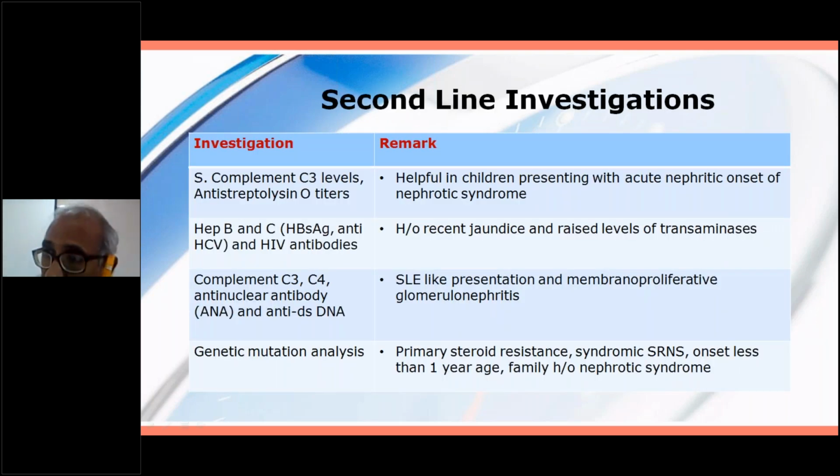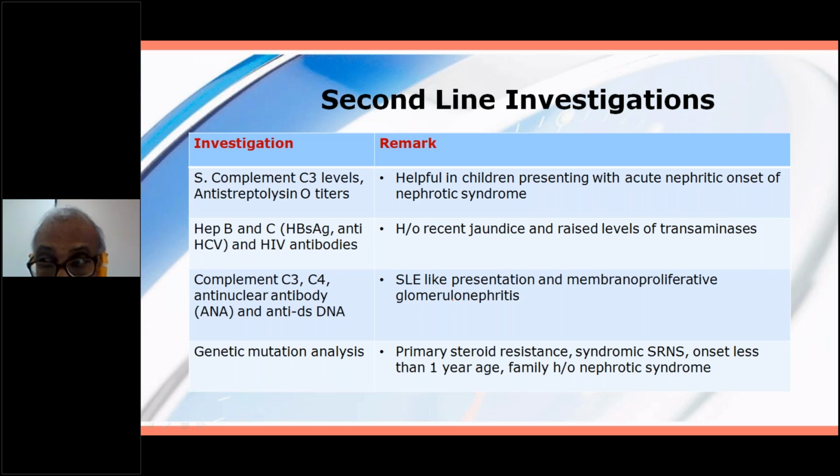Second line investigations are not routinely necessary. They are done on clinical signals, for example, when an adolescent comes or a persistent steroid resistant nephrotic syndrome is there. In such cases, you need complement levels, anti-streptolysin titers because of post-streptococcal nephritis, hepatitis B and hepatitis C surface antigens, antibodies for HIV, or elevated transaminases, especially with post-hepatitis causes. Complement C3 and anti-nuclear antibodies, anti-dsDNA antibodies, which are specific for SLE. So if you are suspecting membranoproliferative glomerulonephritis, then you have to do all these tests.